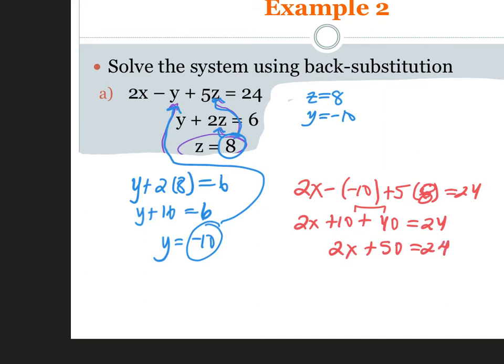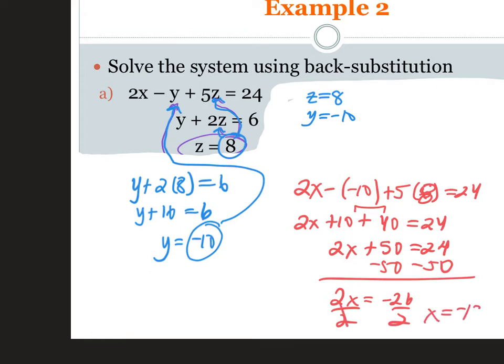Now what? Subtract 50. 2x equals, oh wow, negative 26. And then divide both sides by 2, so x equals negative 13. So I'm going to write up here x equals negative 13. And then how do I write my answer? Negative 13, negative 10, positive 8. And how do I know that they're right?